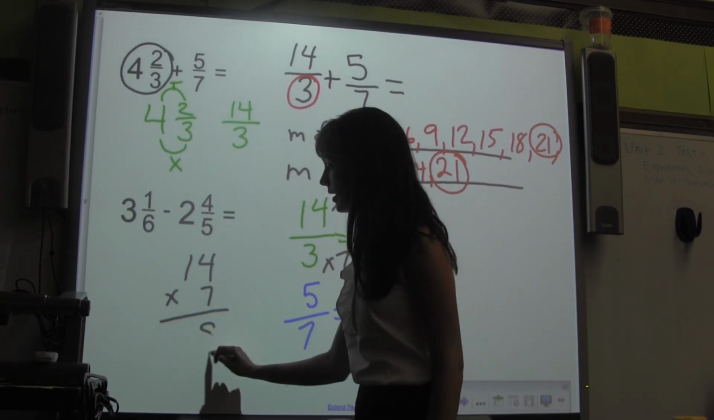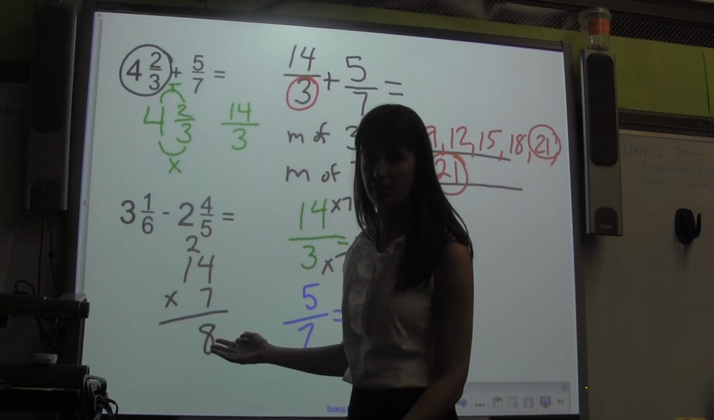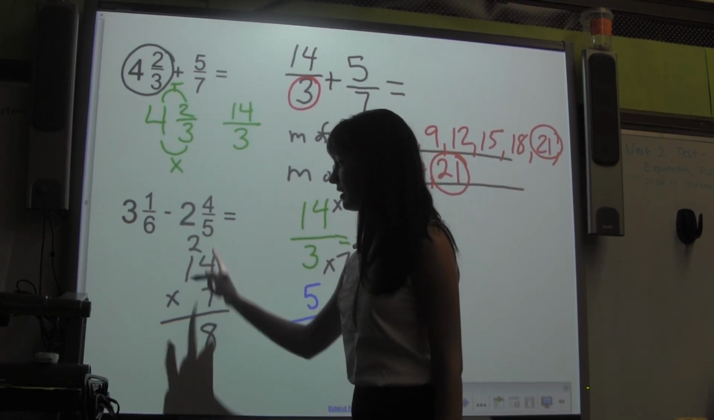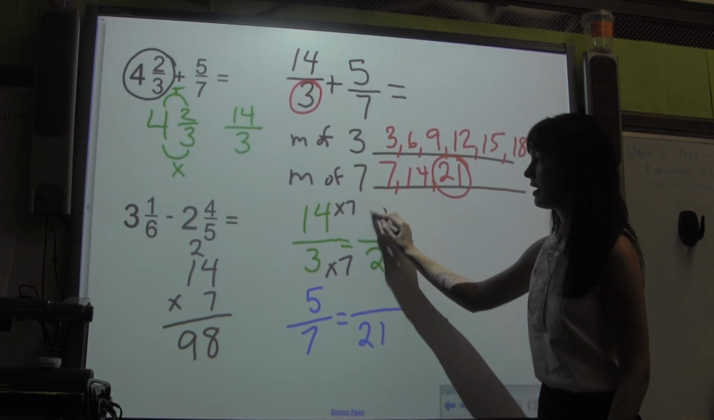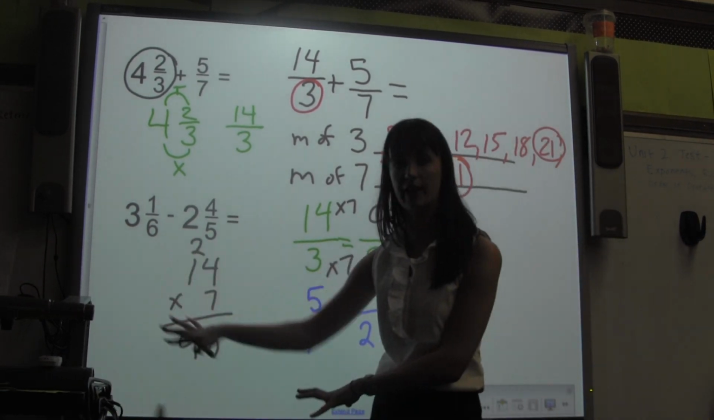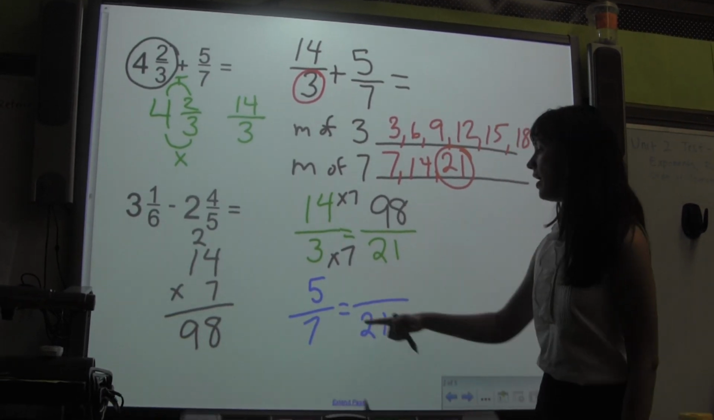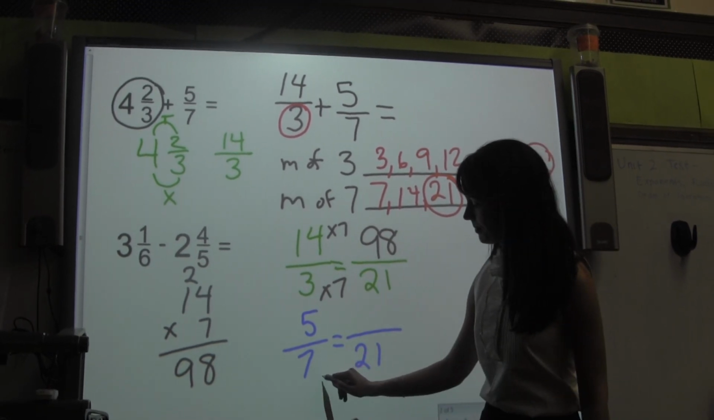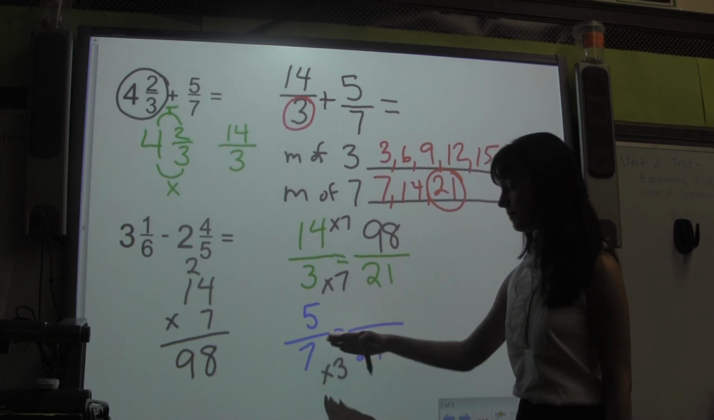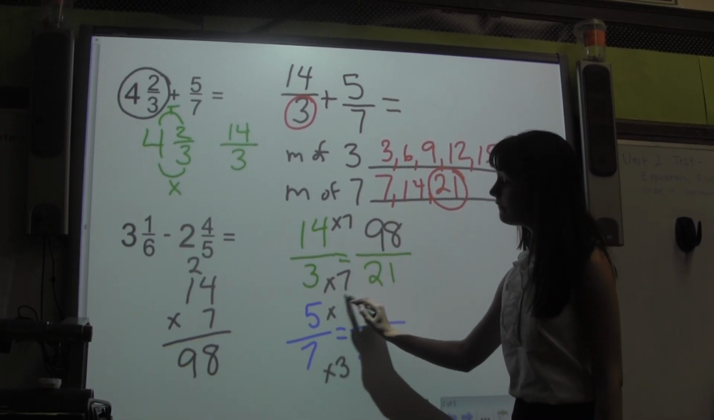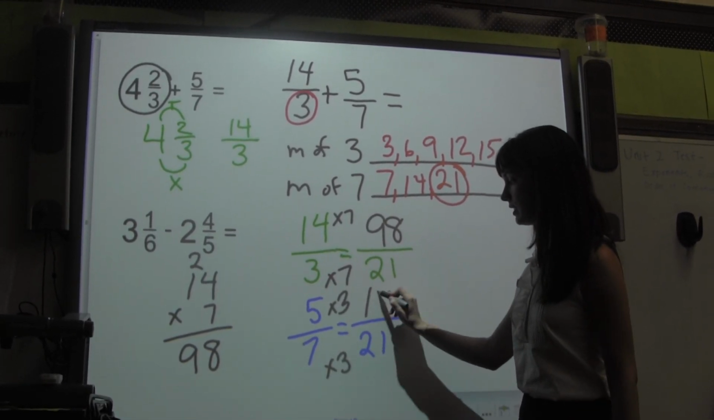4 times 7 is 28. If you use lattice here, that would be fine also. 1 times 7 is 7, plus 2 gives me 9. 14 times 7 is 98, and I can just come back and put it here. I can forget about this as scratch work. And then down here it should be a little easier because 7 times 1, 2, 3 gave me 21. Same thing to my denominator and my numerator. 5 times 3 I know in my head is 15.